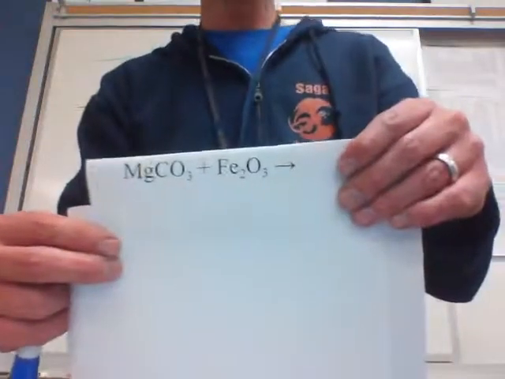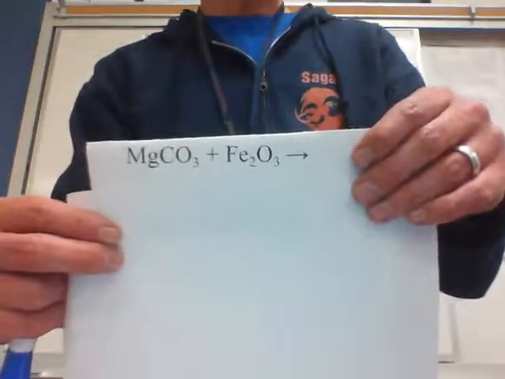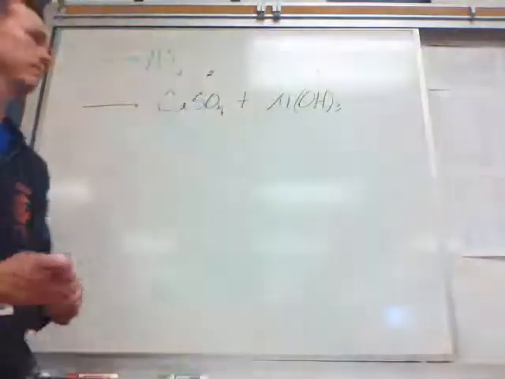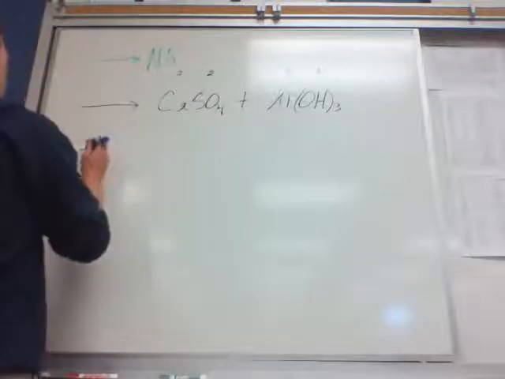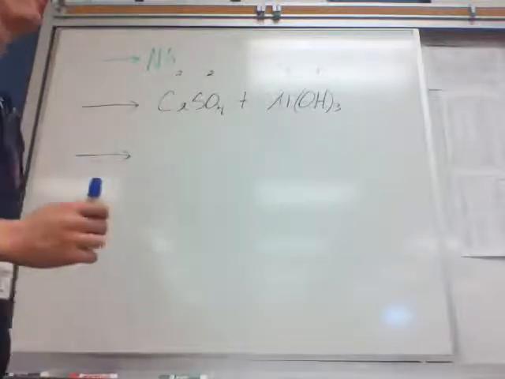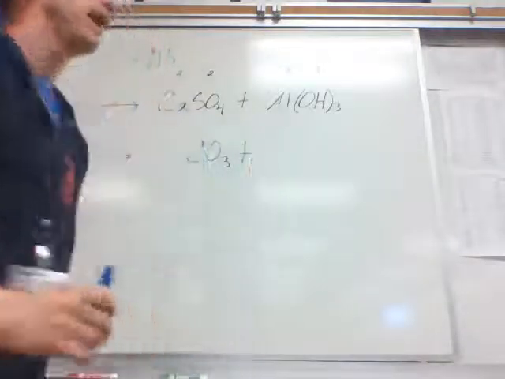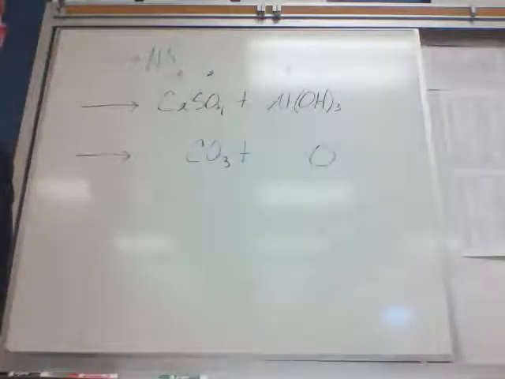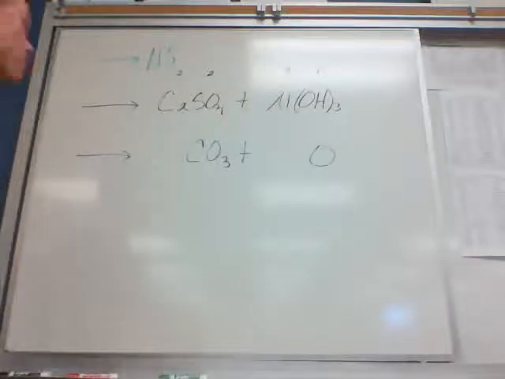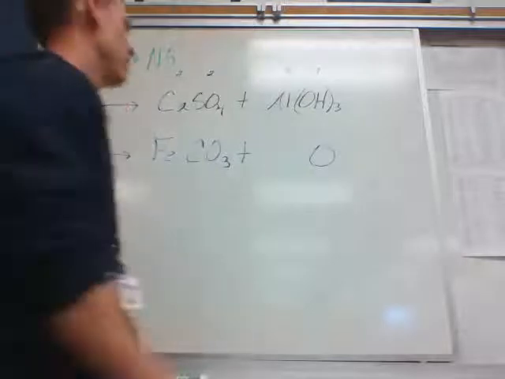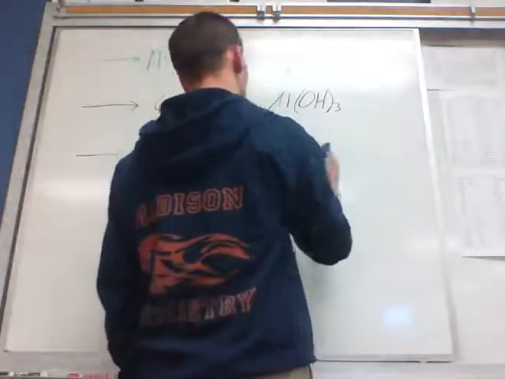Looking at number 3, I recognize it as double replacement because it's two compounds reacting together. So I know that carbonate's not going to move, and the oxygen is not going to move. Magnesium and iron will swap. Iron will come here. Magnesium will go there.